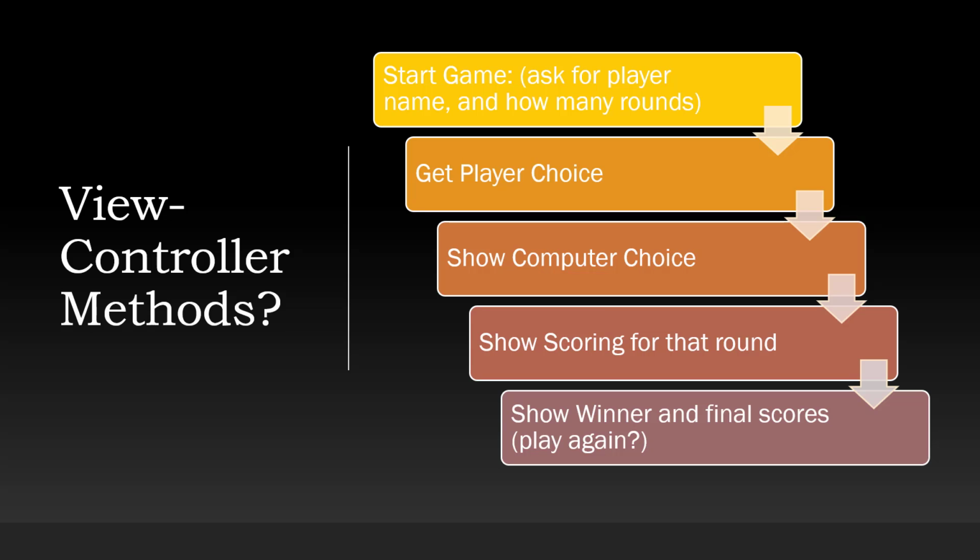So what are the view controller methods? Well, they're going to deal with the input and output with the real player. So i.e. asking the player for their name and how many rounds they want to play, getting the player's choice. Also they need to show the computer's choice and the score for that round, and finally show the winner and the final scores.